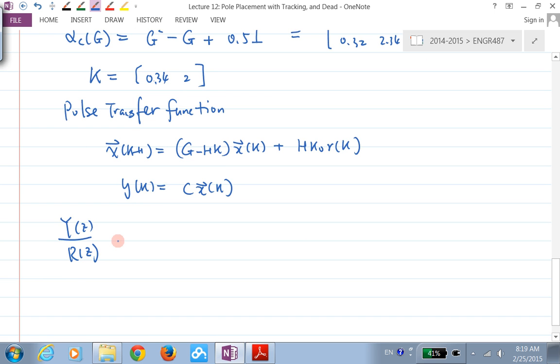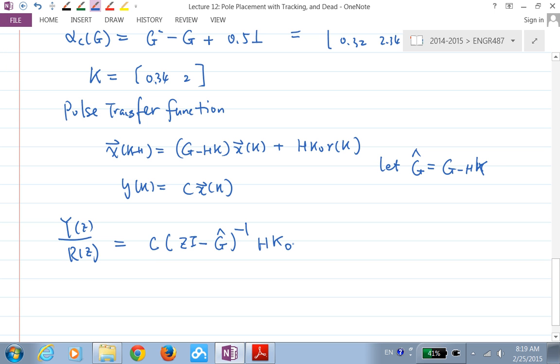If you do this, temporarily let g hat equal to g minus hk. Then the pulse transfer function will end up at c times (zI minus g hat) inverse, then times this hk naught. That's your pulse transfer function.